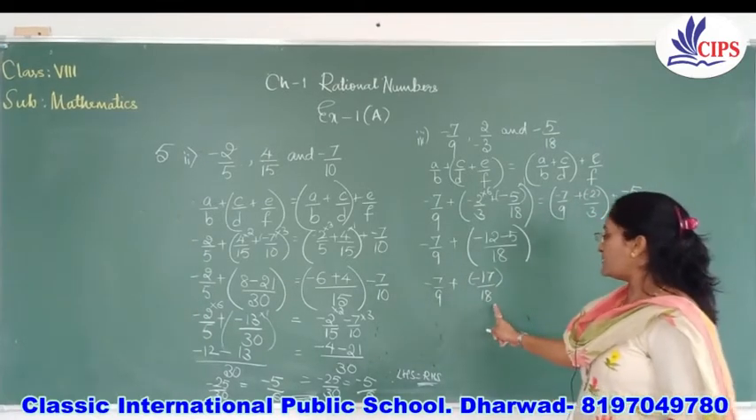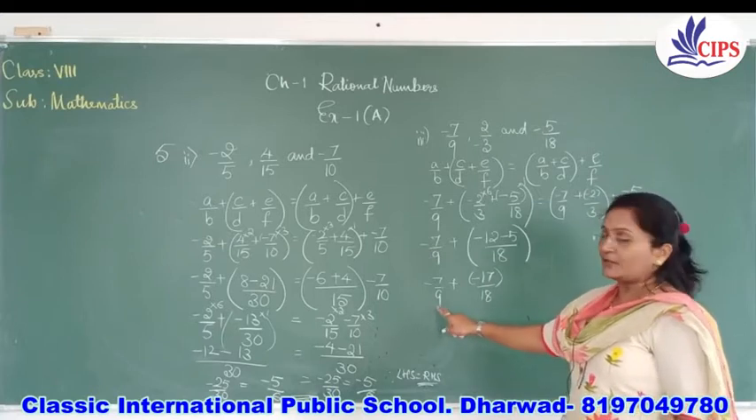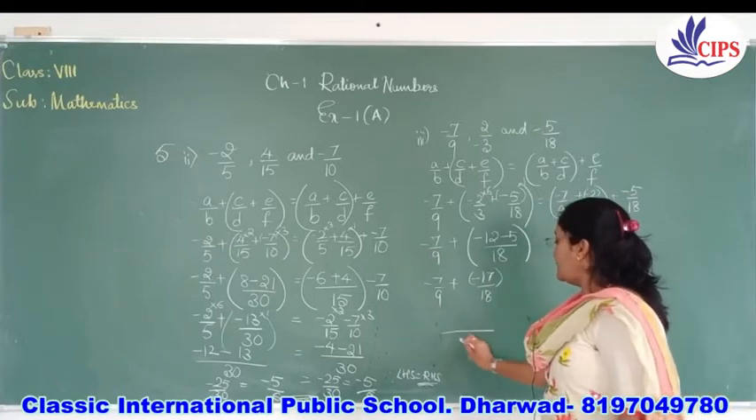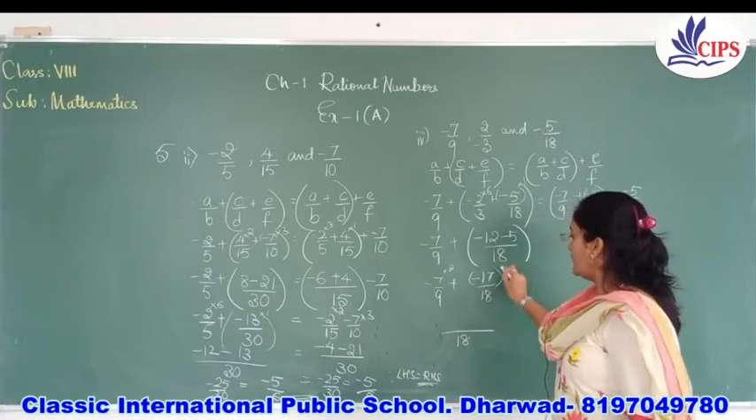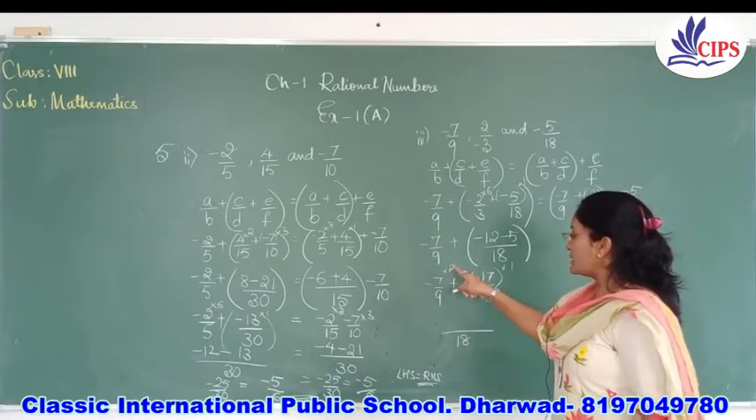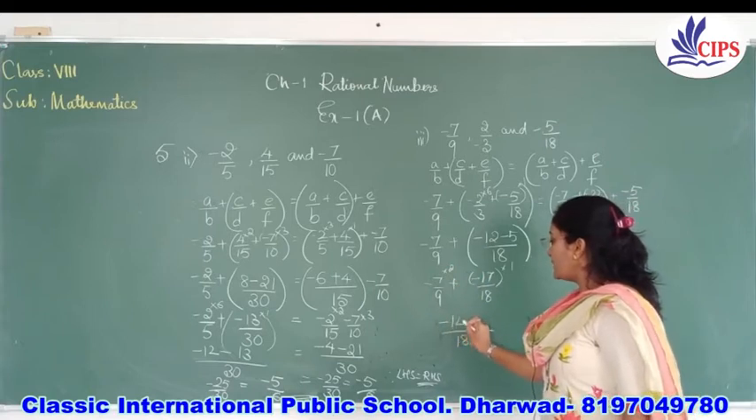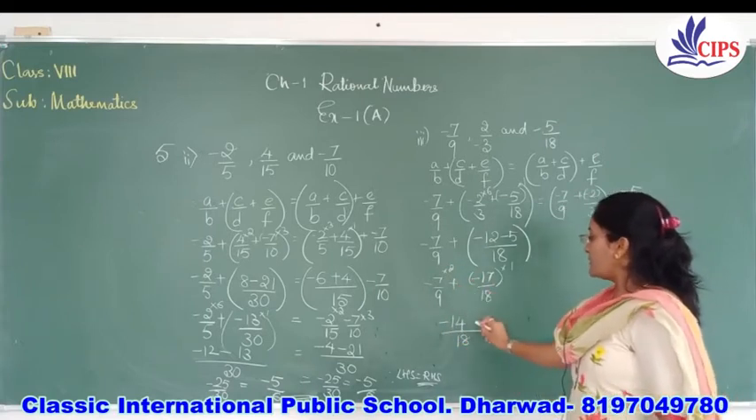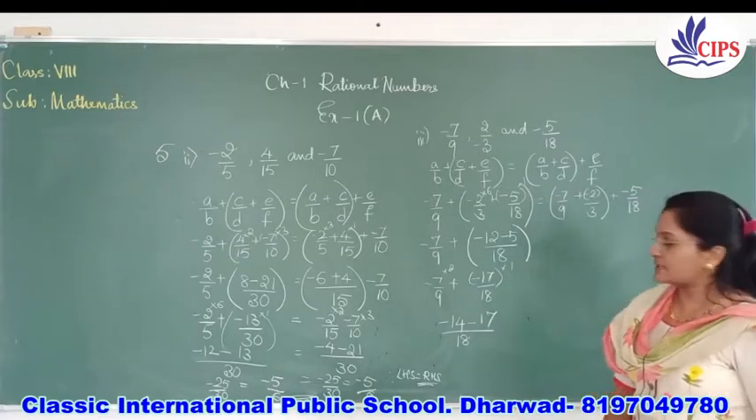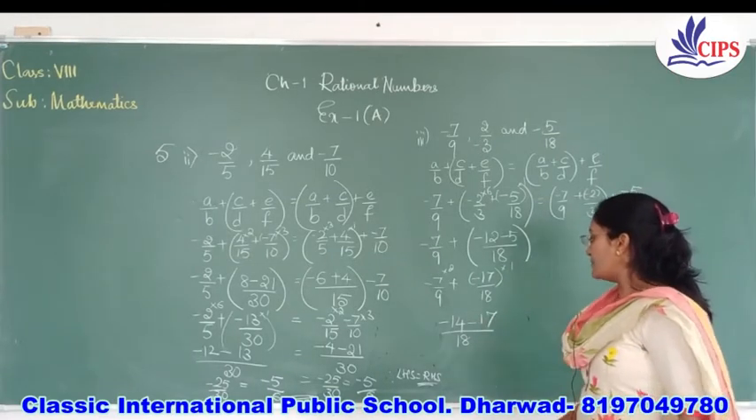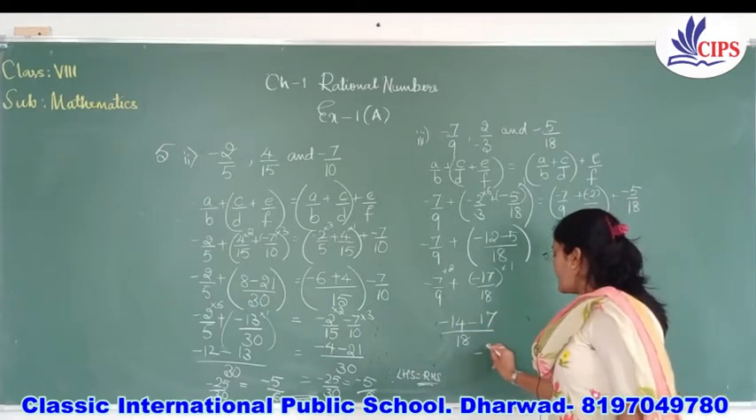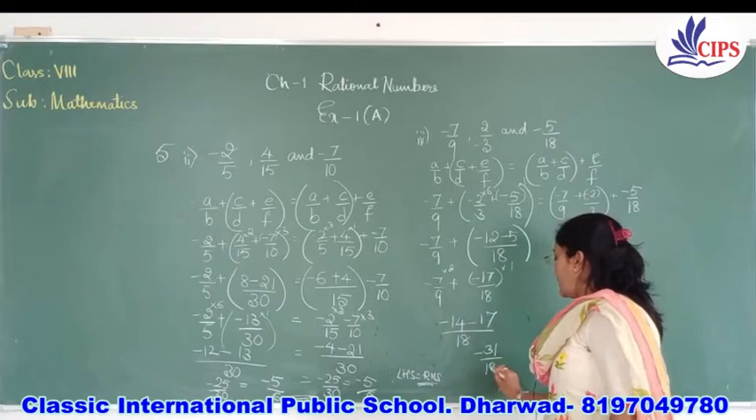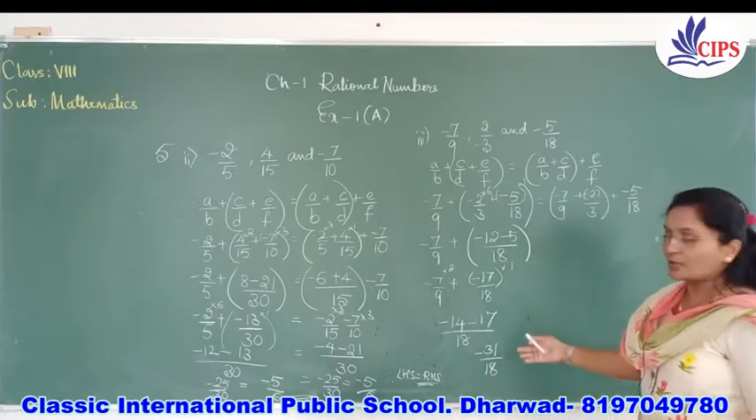Now again we need to add these numbers. So we'll find the LCM of 9 and 18. What's the LCM of 9 and 18? It's 18. So here 9 2s is 18 and 18 ones. So minus 7 into 2 we get minus 14. Plus into minus becomes minus and 17 into 1 becomes minus 17. So we have to add these numbers. So what we get? Minus 14 minus 17, it's minus 31 by 18. So we have got the answer on LHS.